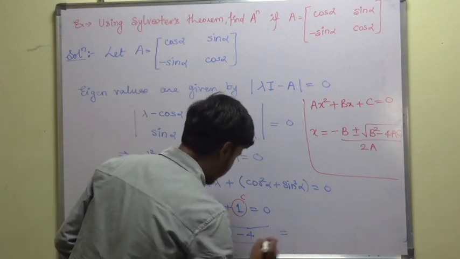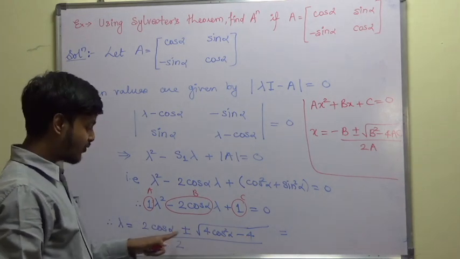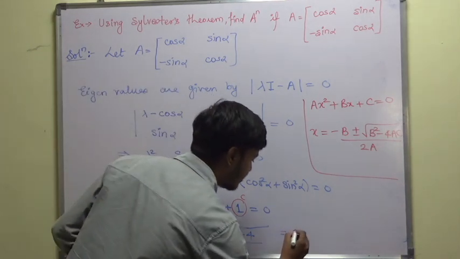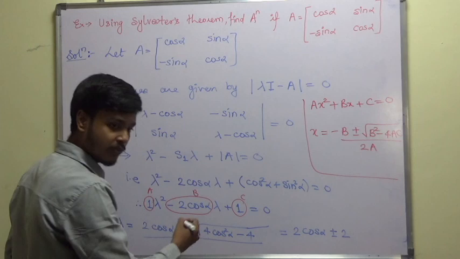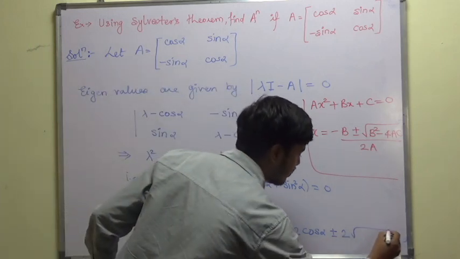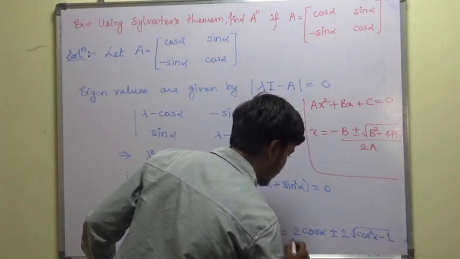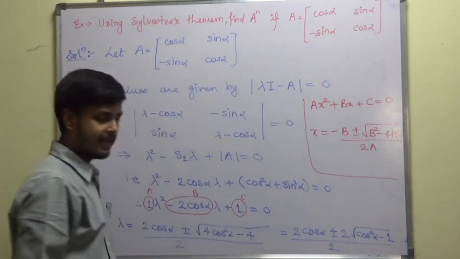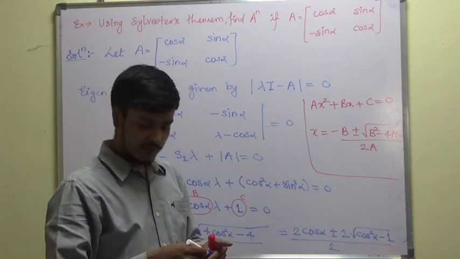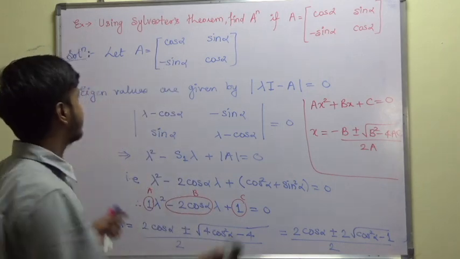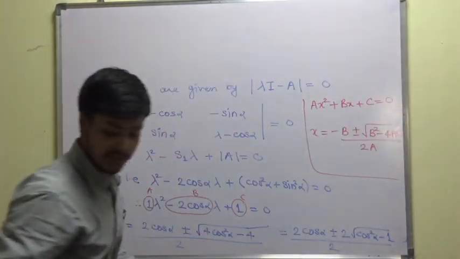This is the same as, now see, I can take under root 4 common, so under root 4 becomes 2. So it is like 2 cos alpha plus minus, I am taking under root 4 outside, that is 2 into under root of what is remaining, cos square alpha minus 1, upon 2. Now you can take 2 common from the numerator and get it cancelled with this. Once you do it, we'll be getting our eigenvalues.